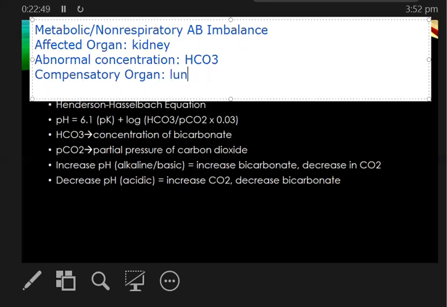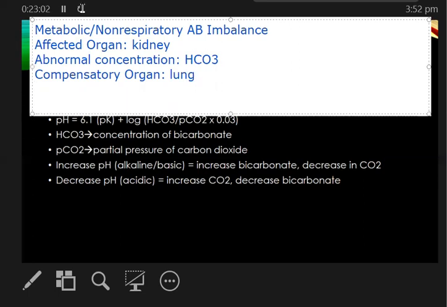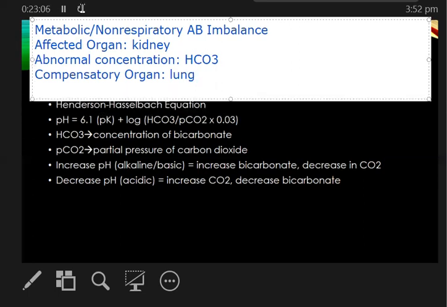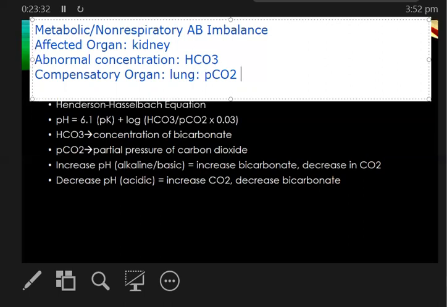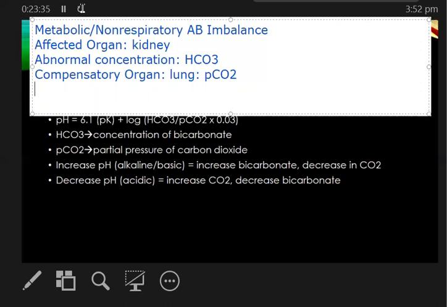Since we only have kidneys and lungs as the organs for acid-base balance, then automatically the compensatory organ would be your lungs. So what will your lungs do? Remember that the substance that your lungs can modify is your carbon dioxide. It has the capacity to modify the partial pressure of carbon dioxide inside the body.